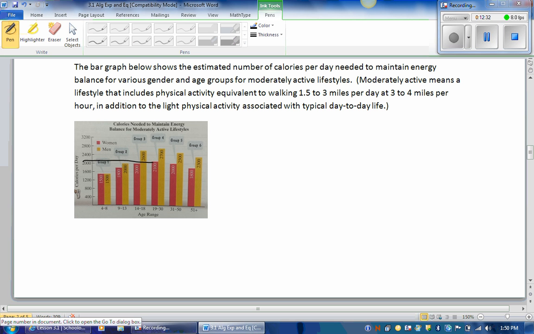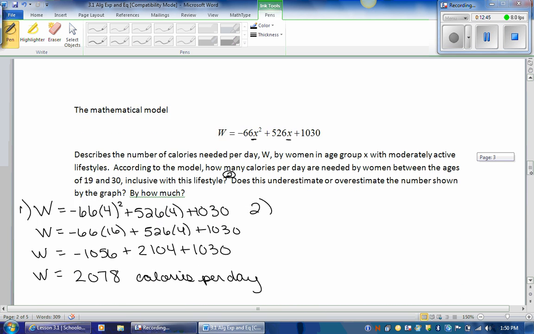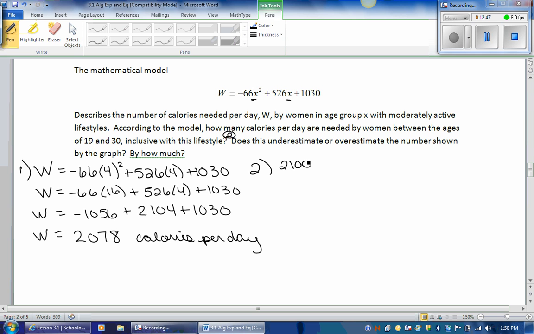All right. So do we have an overestimation or an underestimation? The mathematical model underestimates the caloric needs of the women. So the graph gave us 2,100, right? So it underestimated. It's lower. By how much? We need to do the subtraction to figure that out. And this gives us 22 calories per day. That's my underestimation. Okay.